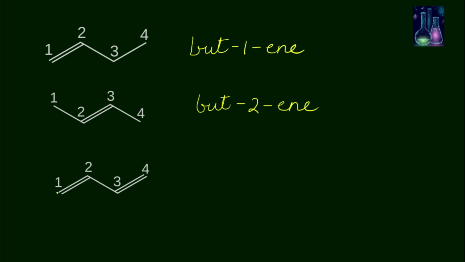In the next example, you again have 4 carbons as the longest carbon chain or the parent chain, but you have the double bond between the first and second and the third and fourth carbon. Therefore, the name of the molecule will be buta-1,3-diene. So we are putting diene because there are two double bonds, one between the first and second carbon and the other between the third and fourth carbon.